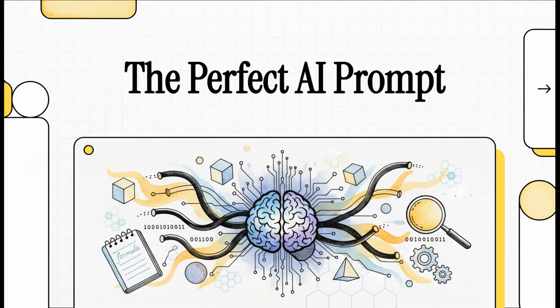Okay, let's talk about the one formula that is going to completely change your results with AI chatbots like ChatGPT. If you start using this simple structure, you can stop getting those generic, kind of forgettable answers and start getting outputs that are genuinely useful and exactly what you were hoping for.